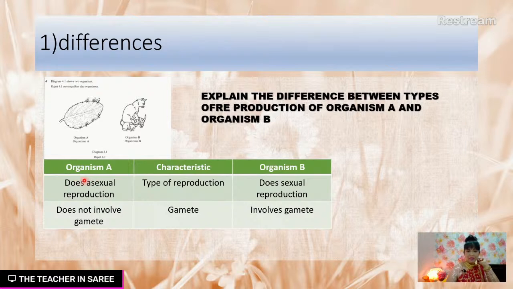The same thing. Organism A, we have the characteristic. We have organism B, even though it is done in the form of a table, which is in the essay. You only can do this in the essay. Organism A does asexual reproduction. Organism B does sexual reproduction. So this is the difference. Look at that, everything is complete. The sentence is complete. Even though you put it in the form of a table, your sentence must be complete.